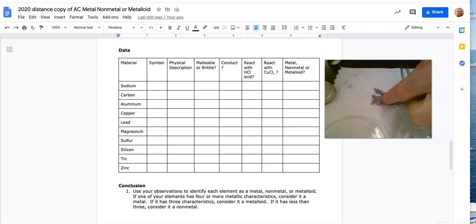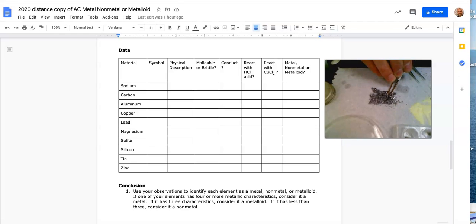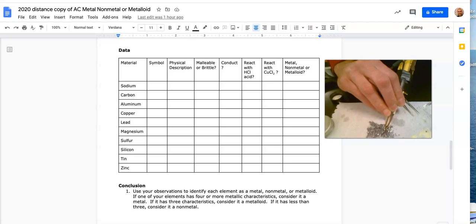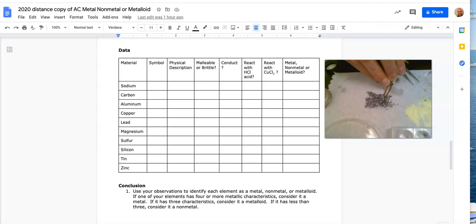Oh, I think I forgot to see if it's a conductor. Maybe I should do that first. Trying to look for one big chunk. My light bulb is not lighting up. So silicon is not a conductor, at least not a good one.